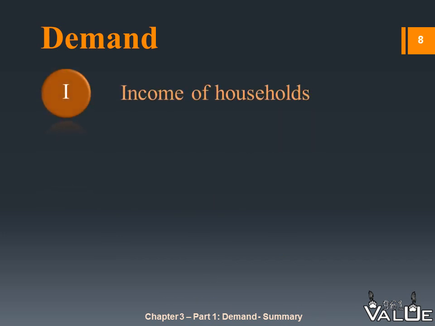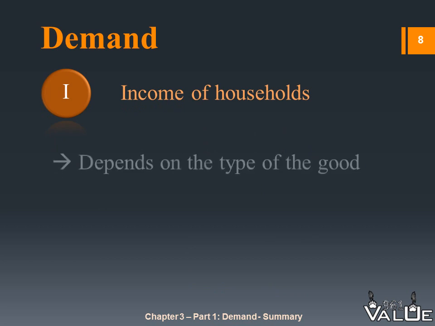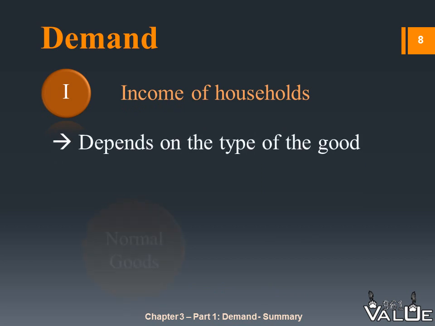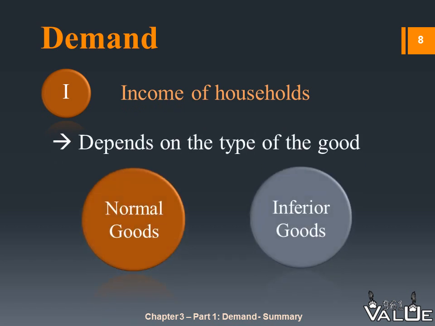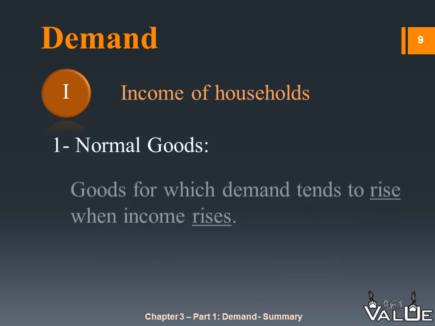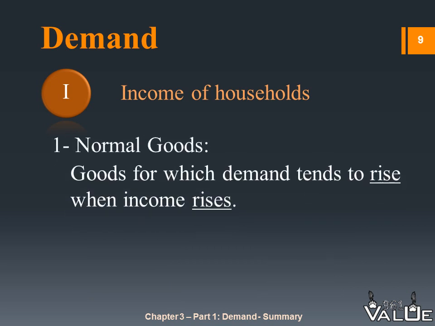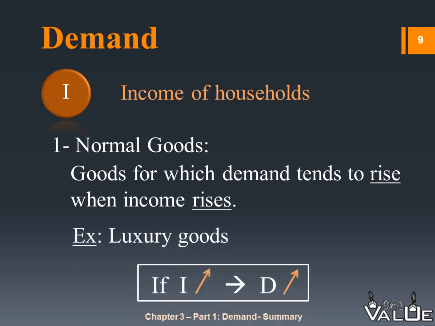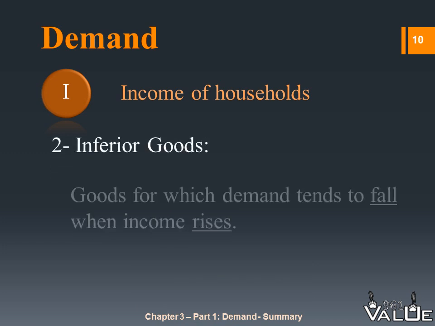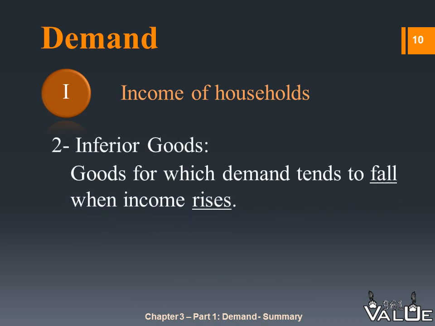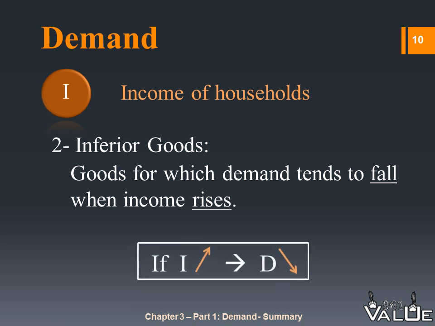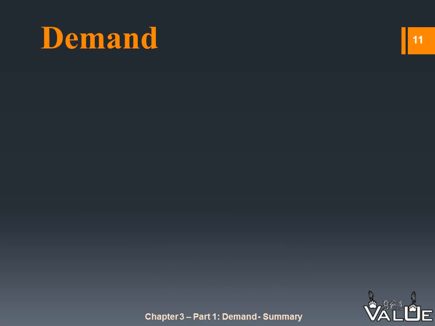Now, getting to the income of households. It depends on the type of the good. We have normal goods and inferior goods. The normal goods are the goods for which demand tends to rise when income rises. For example, luxury goods. If the income increases, the demand will also increase. However, the inferior goods are the goods for which demand tends to fall when income rises. If the income increases, the demand will decrease.